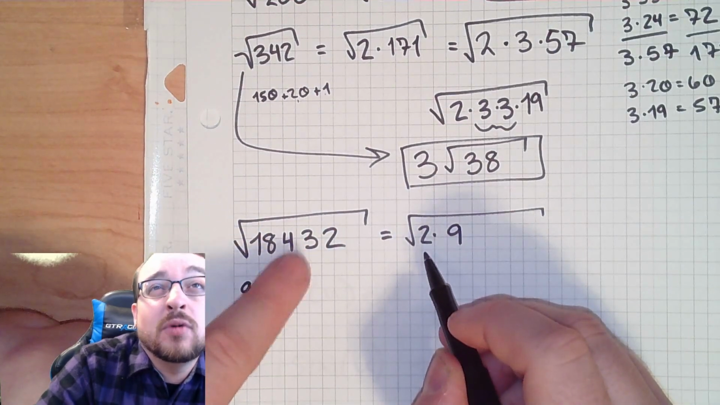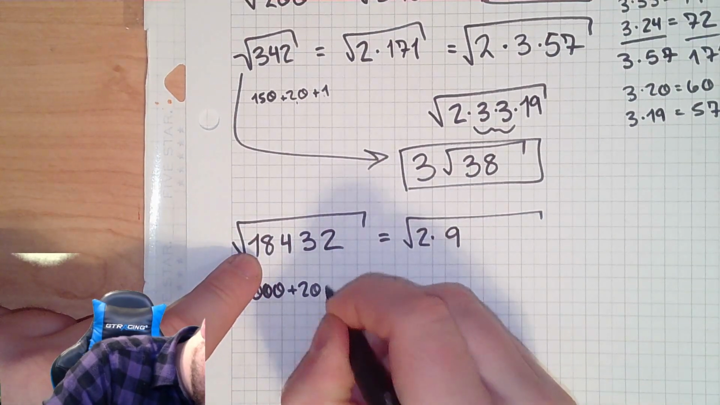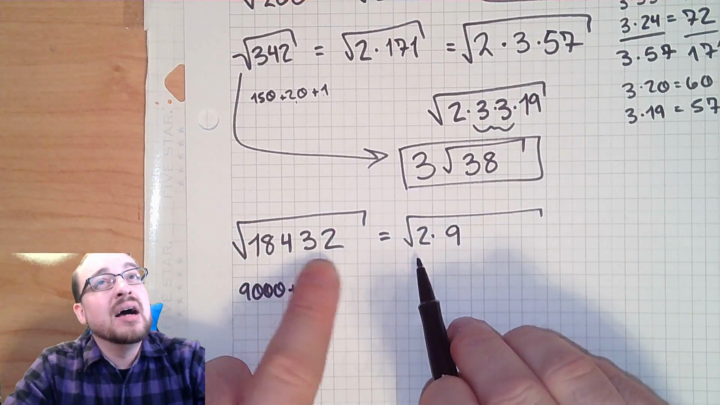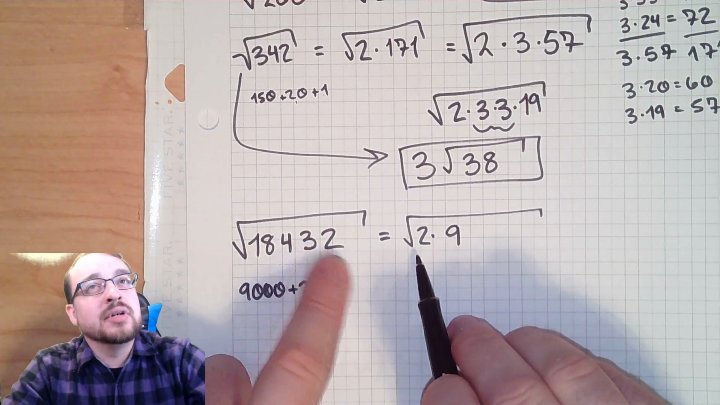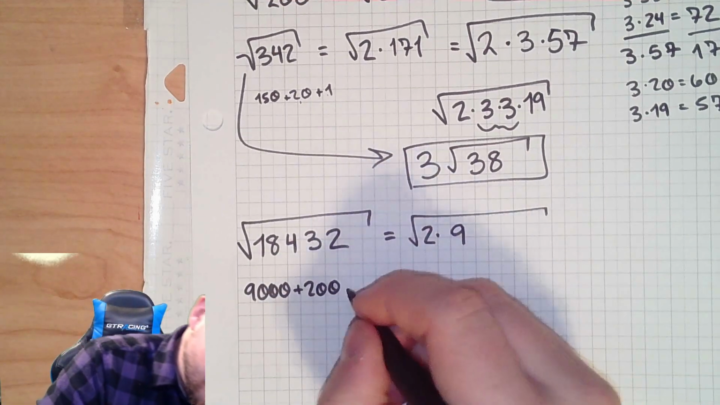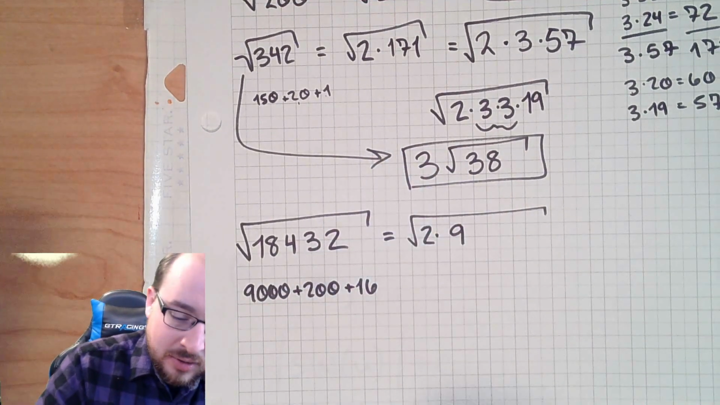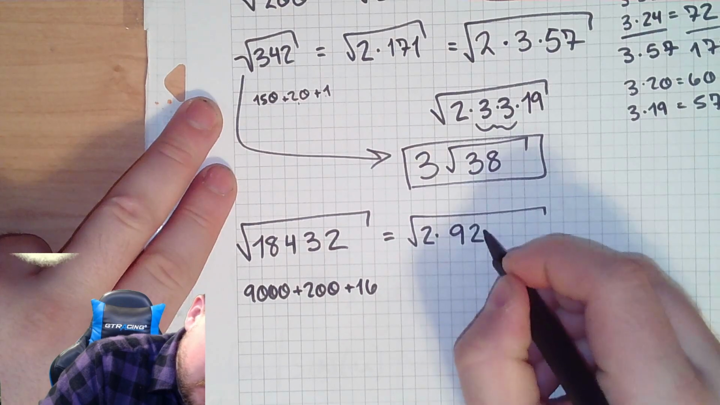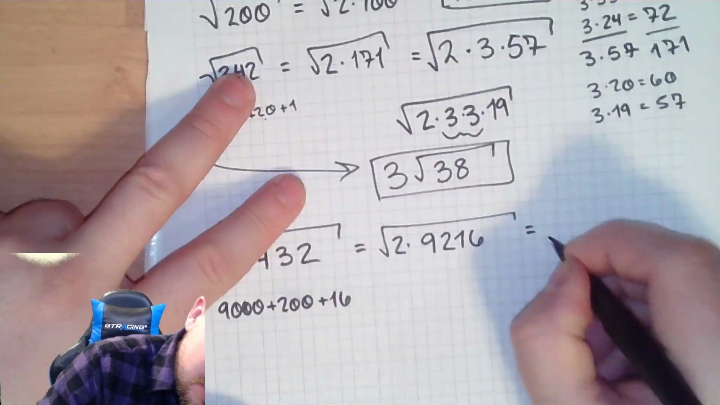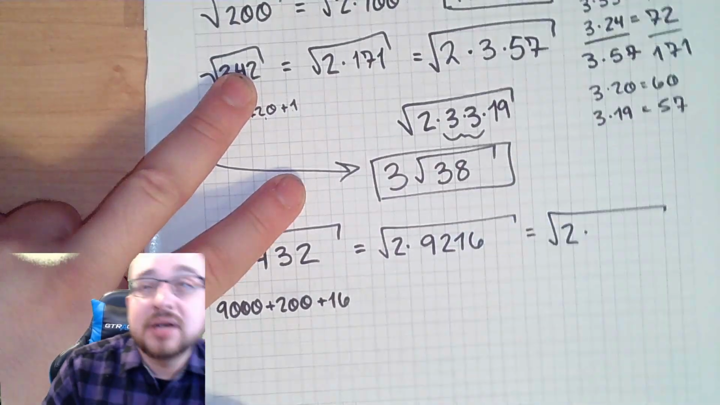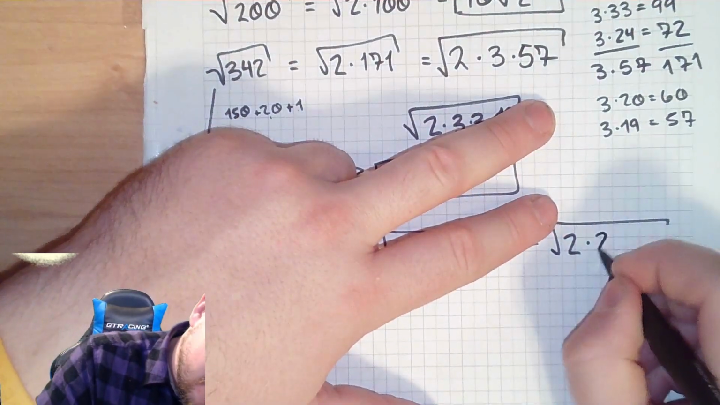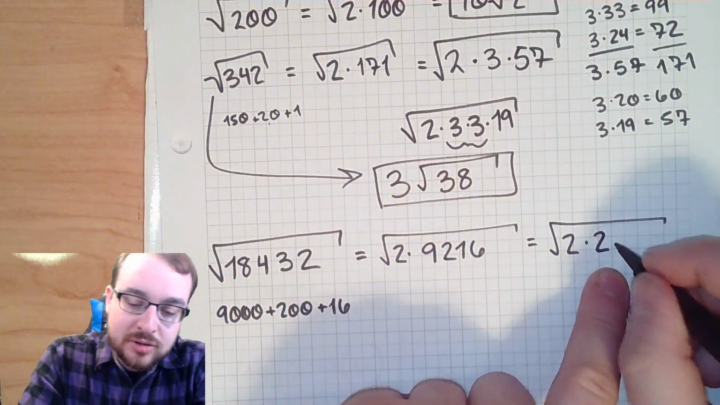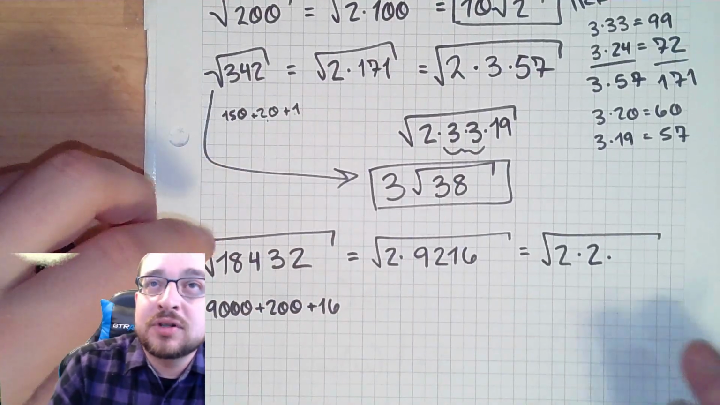So we got 9,000. In fact, I'll write it down here. 2 times what is 400? Well, 200. And instead of thinking 2 times 30, I'll think what times 2 gets me 32, right? Because I know that one. It's 16. So when I put these together, I get 9216, which of course I can rewrite as 2 times something. So I'll keep the 2 I had before. 2 times what is 9216?